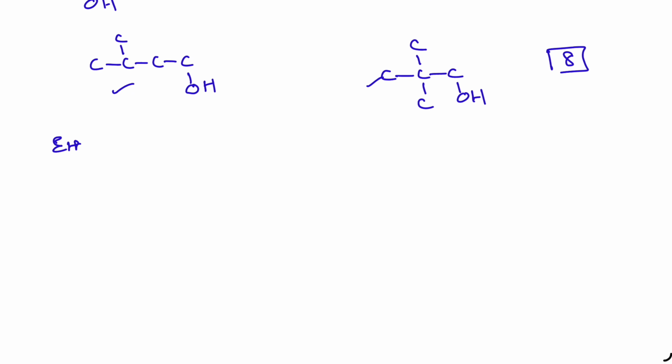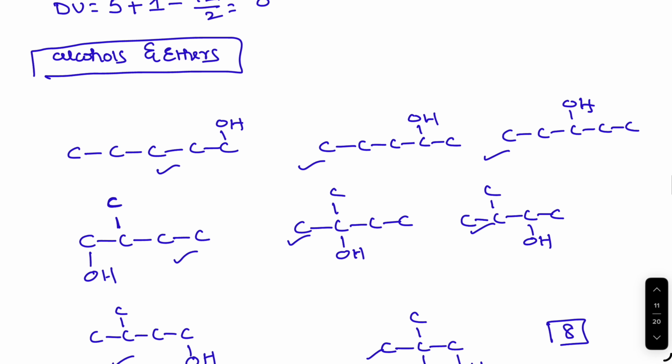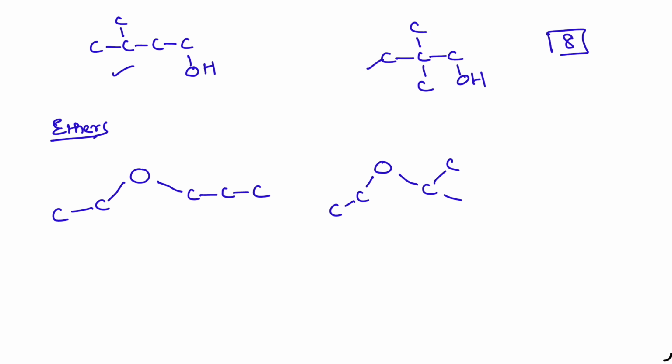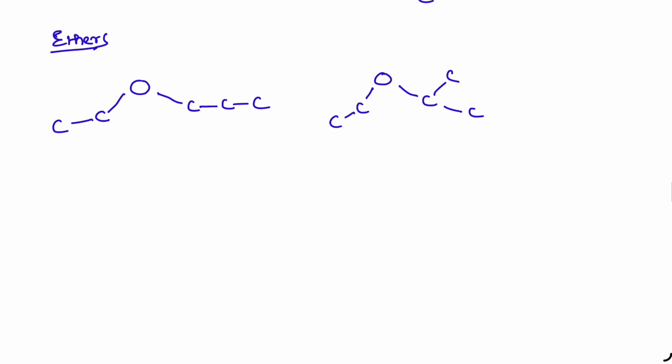When you are writing ethers, first you take oxygen. Totally we have 5 carbons, 2 carbon chain, 3 carbon chain. Once our propyl group is possible, immediately you go for isopropyl also, like this. So 2 plus 3 combination. Now you go for 1 plus 4 combination, methyl group and butyl. Again, butyl groups are 4.